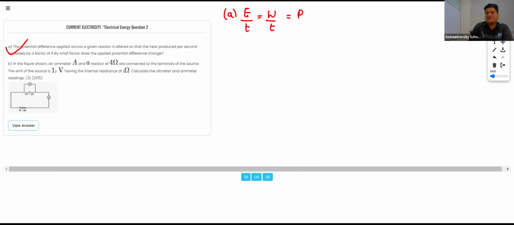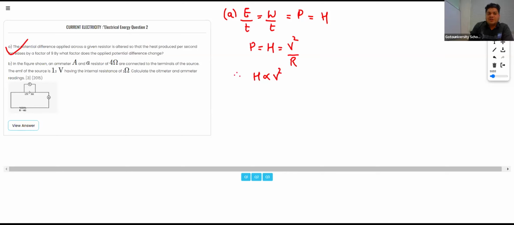That means power is increasing by a factor of 9. Power, or you can write it as H. And what is the formula for power? The formula for power will be equal to V square over R. So therefore you will write that heat is directly proportional to V square.